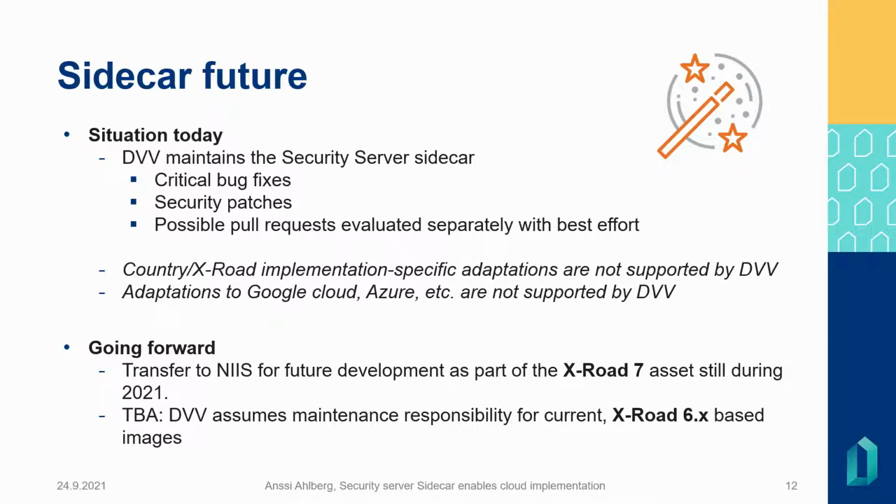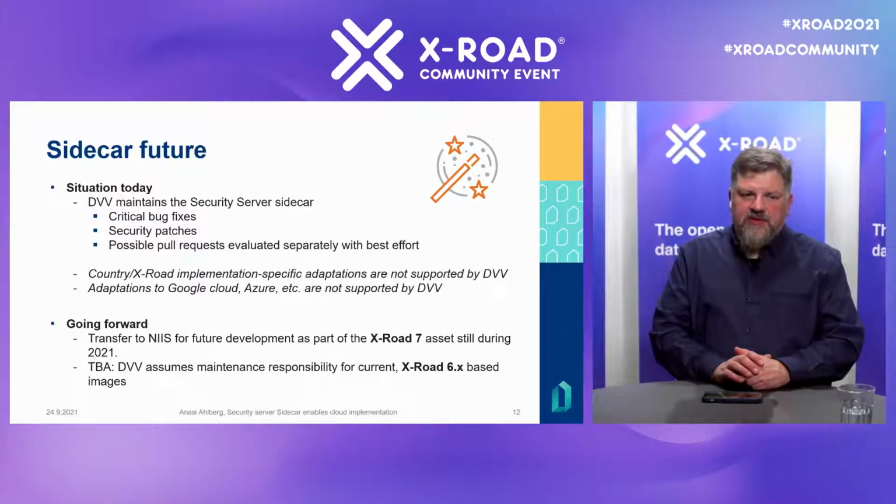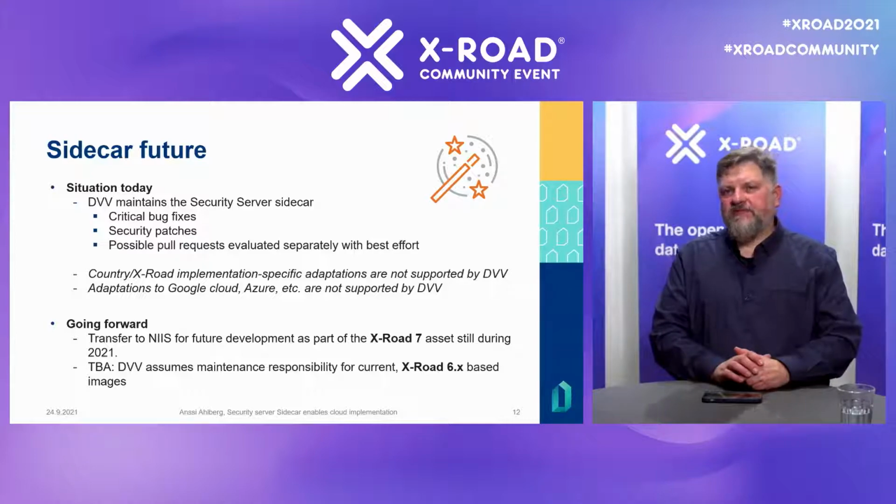As I mentioned a few times in the presentation already, the images that are available at the moment are the generic X-Road images and the Finnish specific country adaptations for the Finnish data exchange layer. Any other country-specific adaptations, unfortunately, we can't really offer any kind of help and support there. Adaptations for other cloud-based services, we can't really help you with that, at least at the moment.